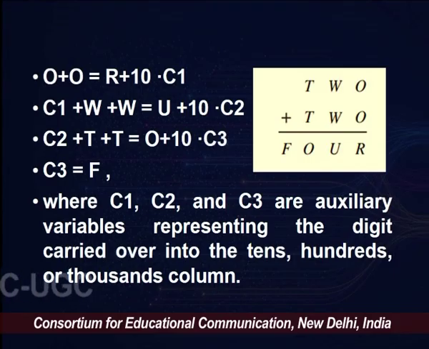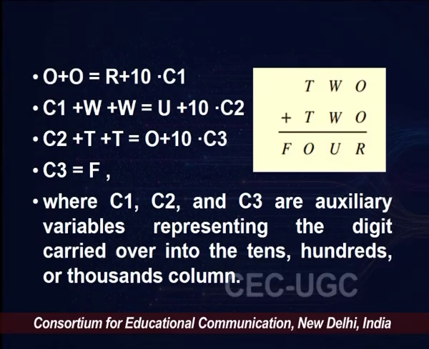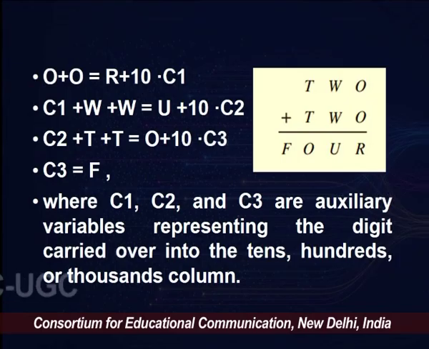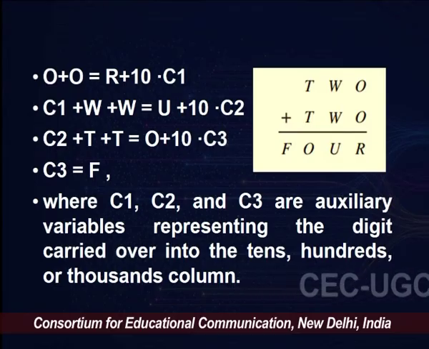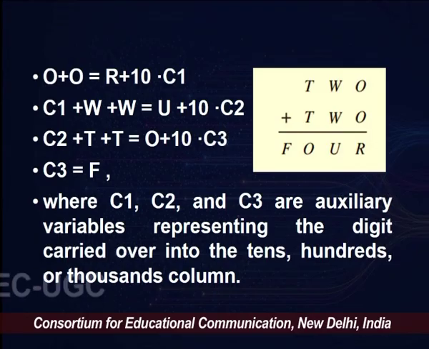So, what can be the maximum value of the carry? The biggest digit which we can assign is 9. So, 9 plus 9 is a maximum of 18. In this case also the carry is going to be 1. So, in these kinds of crypt arithmetic problems, the carry will always be either 0 or 1.